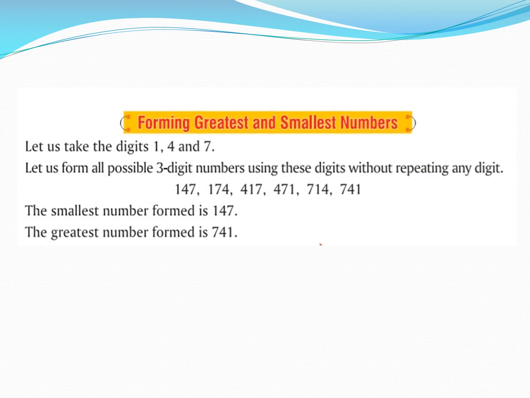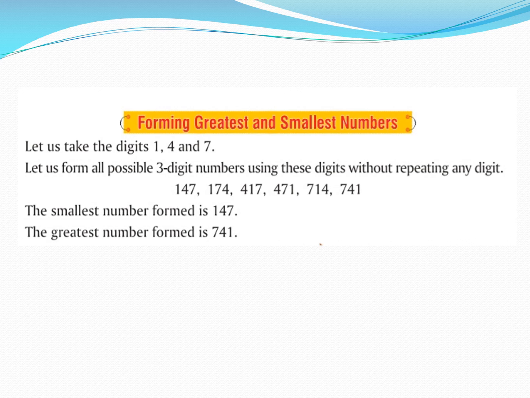Here on this slide, we are going to form greatest and smallest numbers from the given digits. Here, let us take the digits 1, 4 and 7. Let us form all possible 3-digit numbers using these digits without repeating any digit. Remember, without repeating any digit.